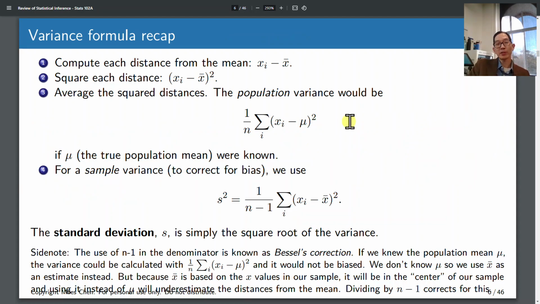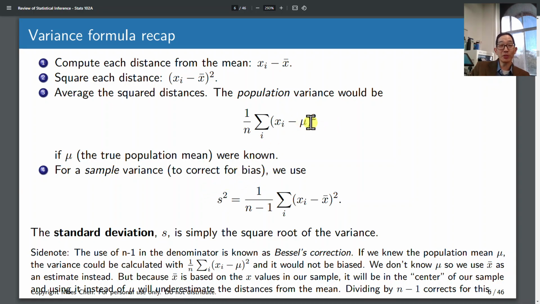The formula for the variance is basically, you can think of it as the average squared distances, okay? So, squared distances from the mean. So you take each value and you subtract off the mean to get the distance from the mean, and then you square each distance, right? And then if you take the average of those squared distances, that's the population variance, if you happen to know what the true mean of the population is, okay?